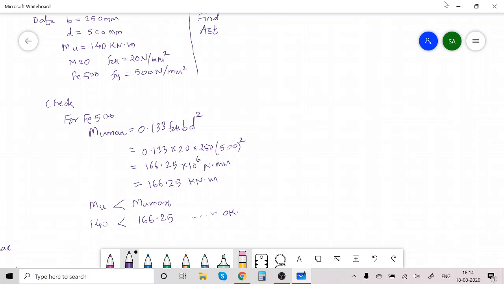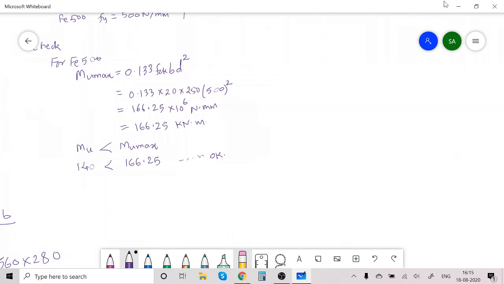If this Mu is greater than Mu max, you will have to redesign the size of the beam so that it will be an under reinforced section only. Remember, the Mu should not be greater than Mu max. This is the meaning of Mu max. The moment acting on the beam should not be greater than Mu max. It should be less. Okay.